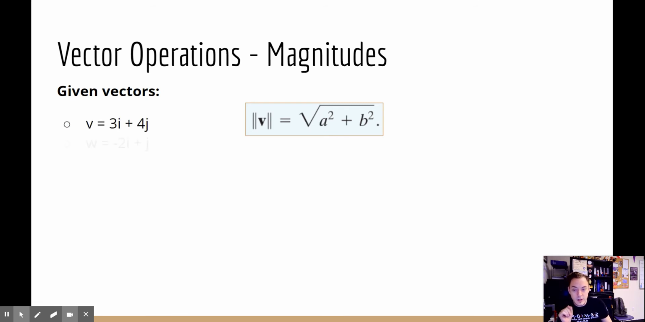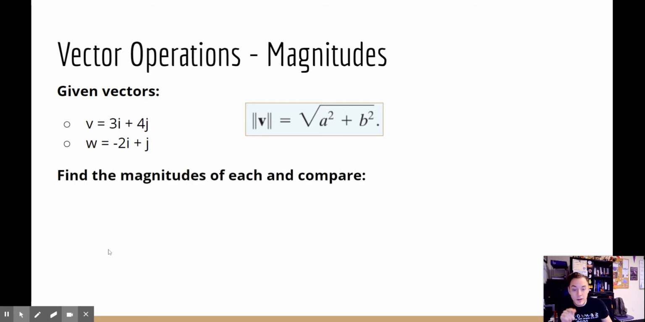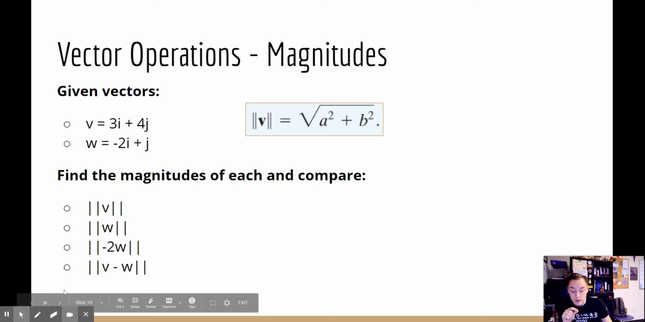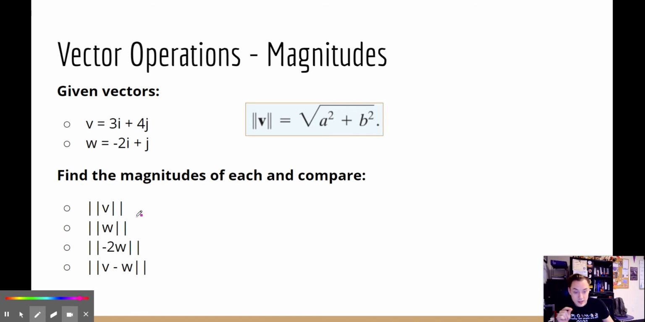Given these two vectors, again, I'm going to be primarily using these two vectors simultaneously in the next couple of slides. I want to find the magnitude of each, and then I want to kind of compare. So I want to find the magnitude of v, the magnitude of w, the magnitude of negative 2w, and then I also want to find the magnitude of v minus w. So a lot of stuff is happening here. So let's just take it one step at a time.